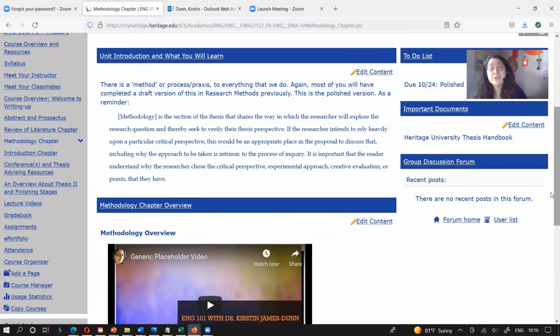So if the researcher intends to rely heavily upon a particular critical perspective, it would be appropriate to place this in this section and tell us about it, why that approach is intrinsic to the process of inquiry. And it is important that the reader understand why the researcher has chosen that critical perspective, experimental approach, creative evaluation, or praxis, why they've chosen that particular approach.